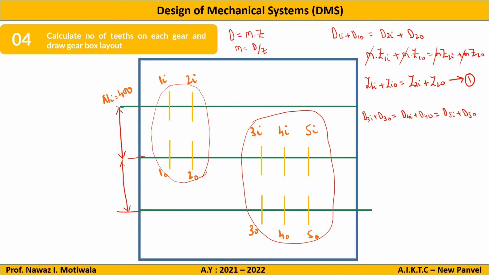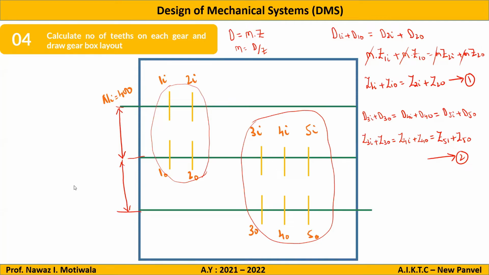Now on the similar lines, what I will do is I will replace this d with m into z, and I am not doing that step now. You can understand that step. Just m will get cancelled from all the sides. So I will finally remain with z of 3i plus z of 3o is equal to z of 4i plus z of 4o is equal to z of 5i plus z of 5o. And let this be equation number 2. Any doubts? No sir. So these are now the main equations from which we will get the number of teeth.